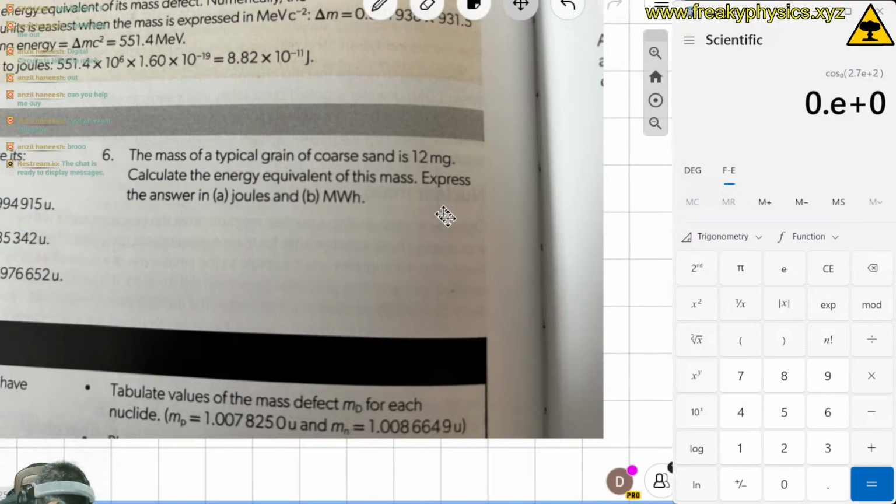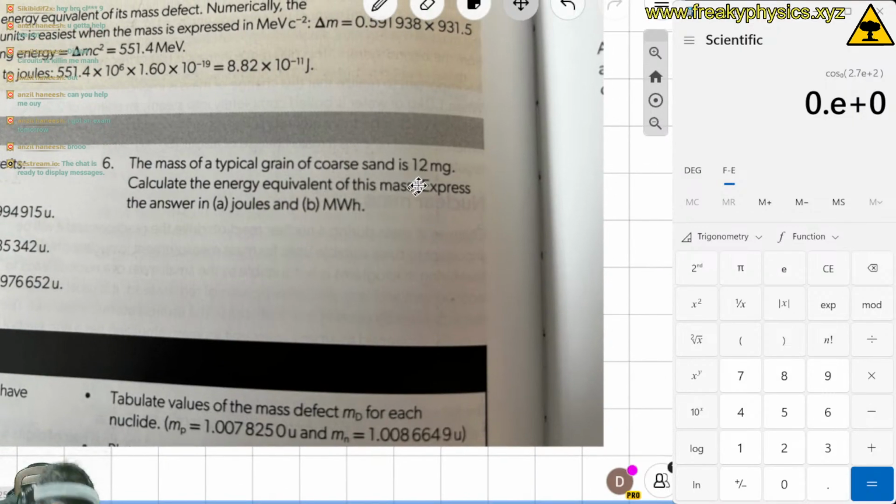The mass of a typical grain of coarse sand is 12 milligrams. Calculate the energy equivalent of this mass. Oh, this one's easy. All you have to do here is E equals mc squared, because we're changing the mass into energy equivalent, so we have to use this formula. This will give you joules straight away if the mass is in kilograms.